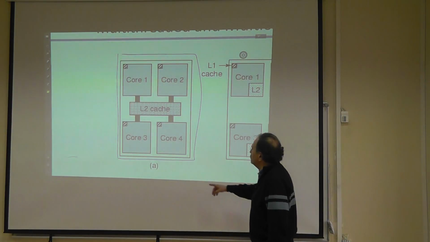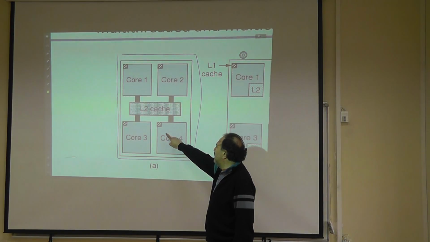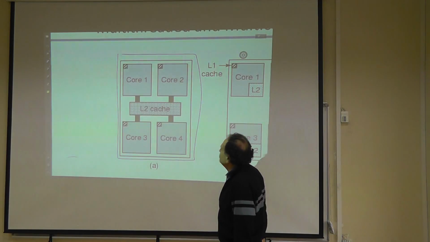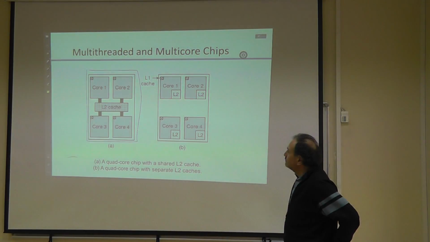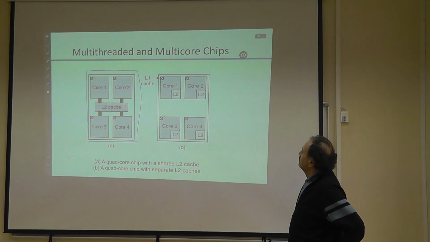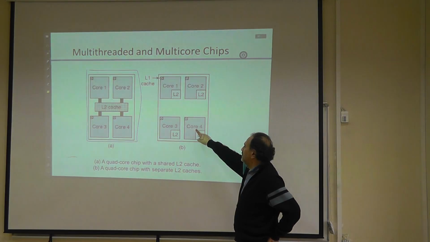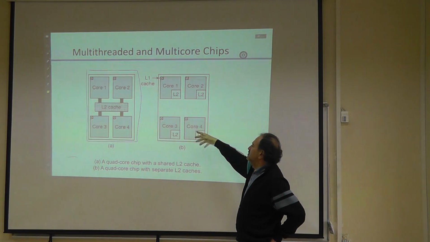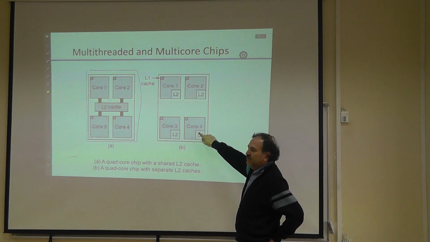So in this architecture, each CPU core has its own L1 cache, but they are sharing this L2 cache. In this one, each one has its own L1 cache and L2 cache. So what are the advantages and disadvantages of these two structures? I guess for this one, it will be much easier to handle the cache misses and hits, because each one has its own cache. What will be the problem with this one?